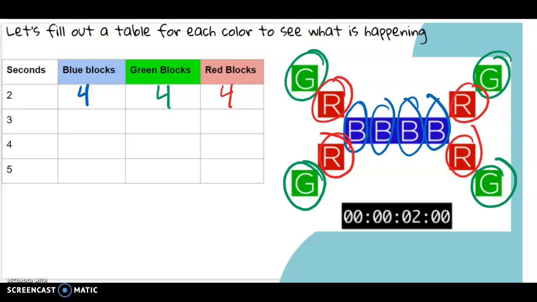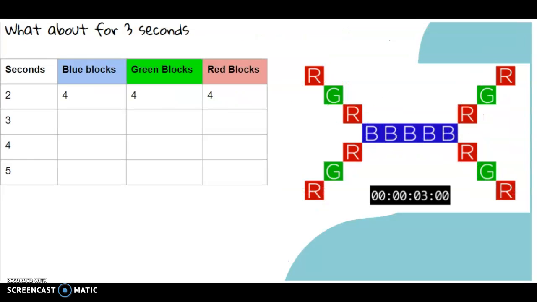Let's look at 3 seconds. At 3 seconds, here's my original 1, 2, 3, 4 blocks. I actually gained 1 more blue block. So I'm going to put a 5 where my blue blocks are.